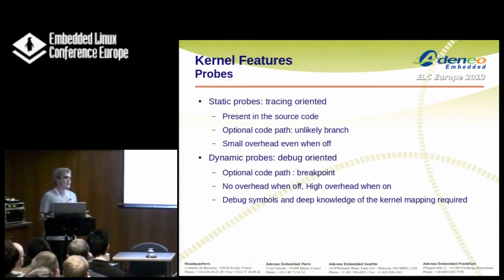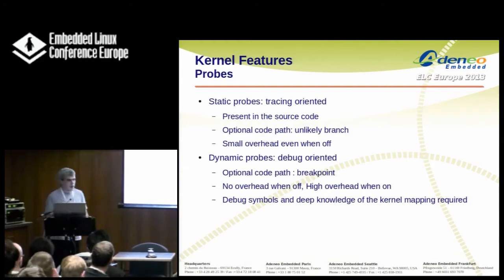The static ones are more tracing oriented. Prinka is part of the static probes, the least featured static probe. Generally they use branching, with the built-in expect of GCC, so with branch prediction, the static probes when activated are unlikely branches, and they always have a low overhead because there is always the if and some variables. So even when not activated, the on or off flag will be tested.